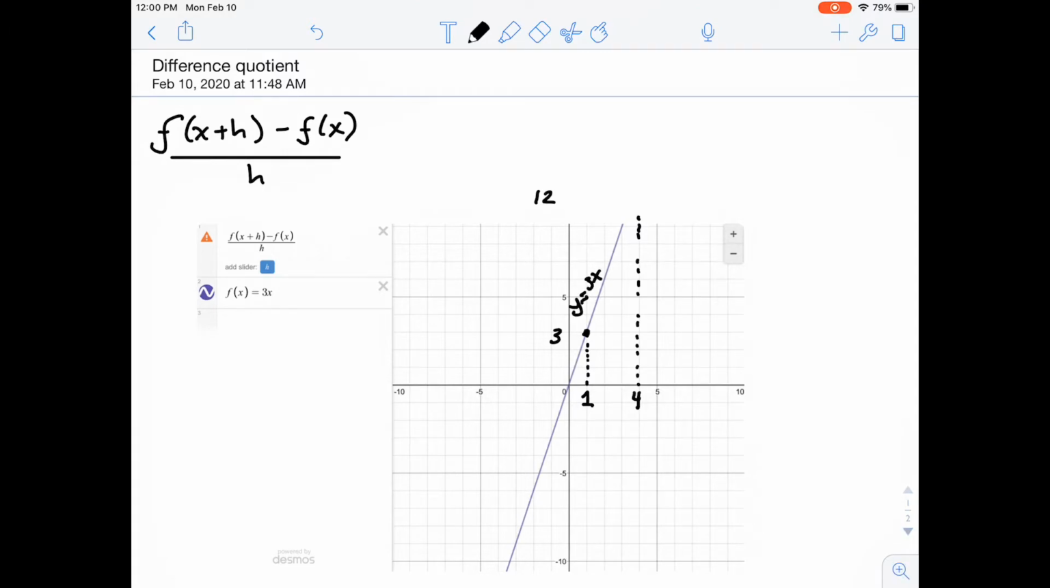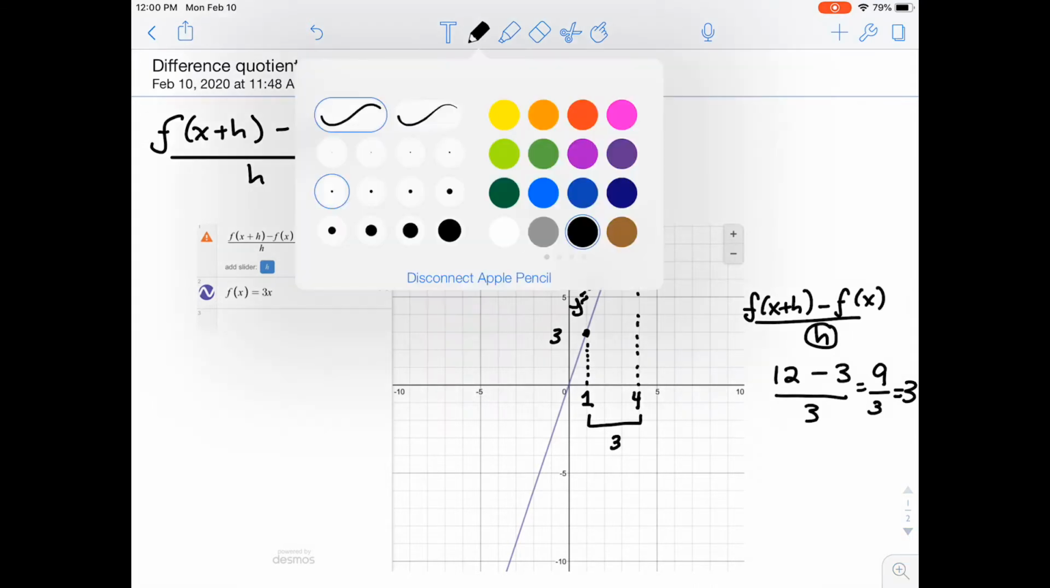What I want to illustrate here is that if I look at these two values, for f of x plus h, it would be 12, because that's the y value corresponding with the 4, subtracted by the 3, which is the y value corresponding to x equals 1, divided by h, which is representing the difference between these two x values, which in this case is 3. Notice that we get 12 minus 3, which is 9, divided by 3, which works out to 3. Now, this is not a coincidence. We're going to see in a second why that value is what it is.